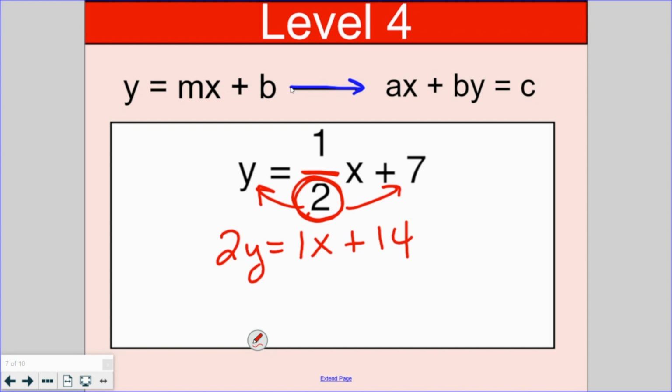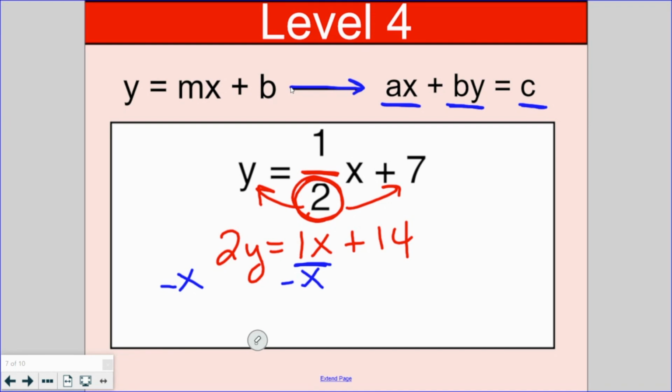But you'll notice in our standard form, we have our x term first, then our y term, and then it equals our constant number at the end. Here our x term is on the opposite side of the equal sign, so we want to get it over to the other side. So we're going to subtract 1x, the opposite of adding 1x. Remember, x and y are not like terms, so I'm going to write it separately so we can tell that we can't combine them.